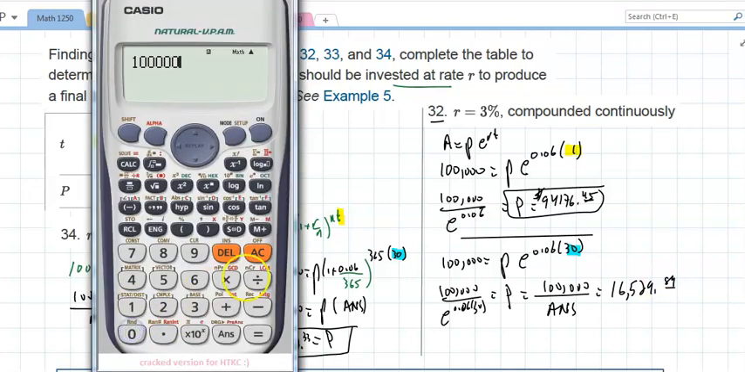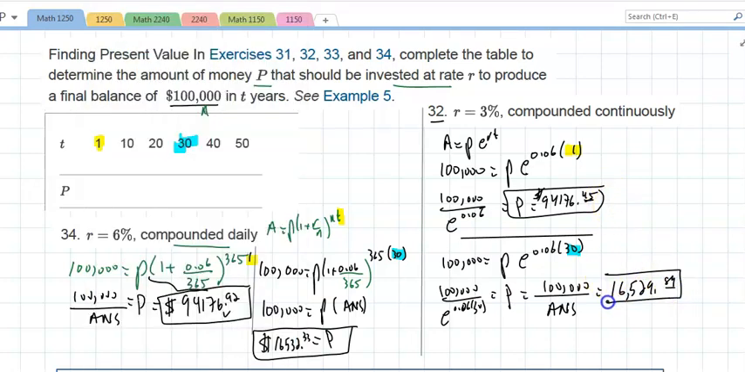100,000 divided by parentheses. Oops, forgive me, wrong key. e, divided by, and I could say, let's take e raised to the, what did we say, 0.06 times 30. That'll do the trick. There it is, same number, doesn't matter. So either way, that will work.